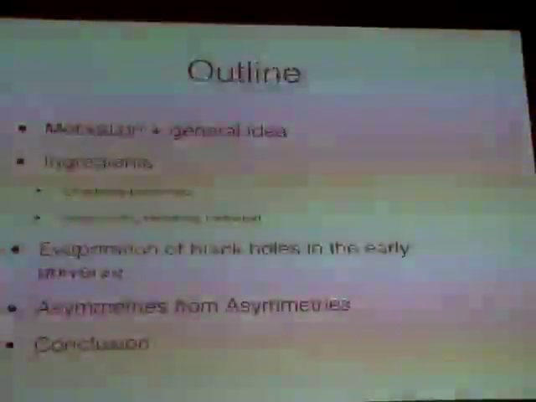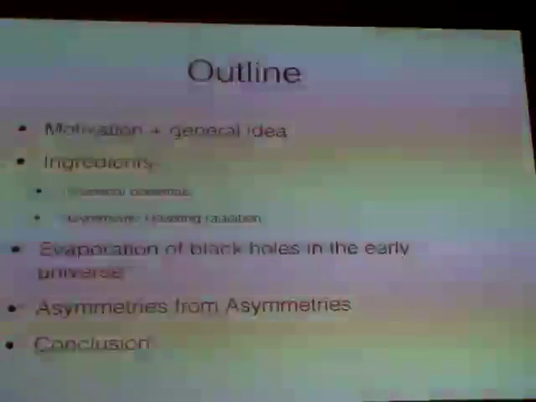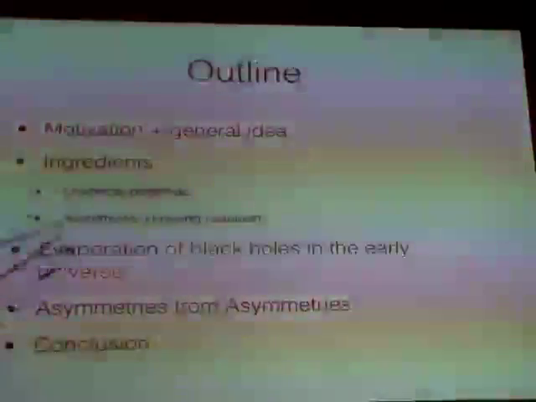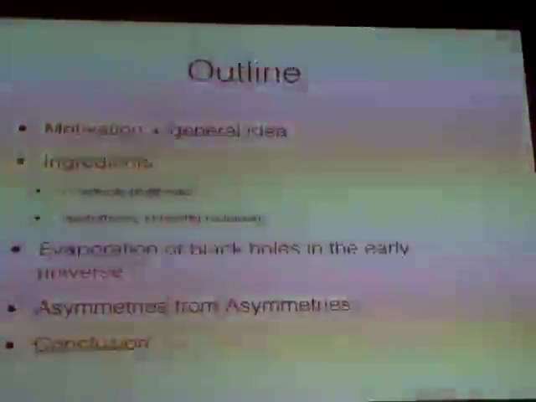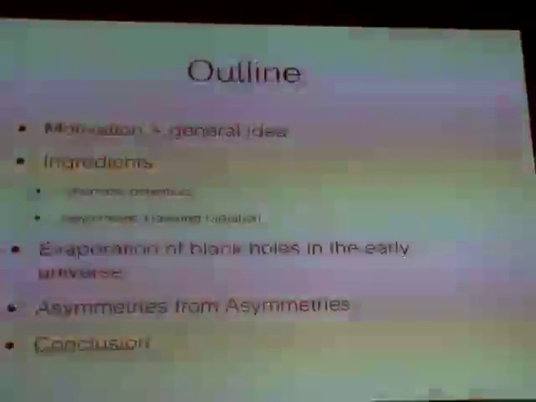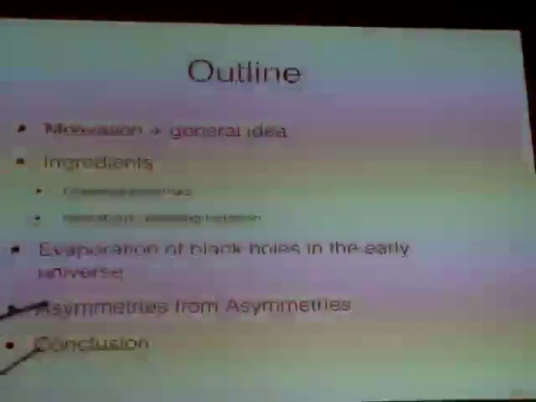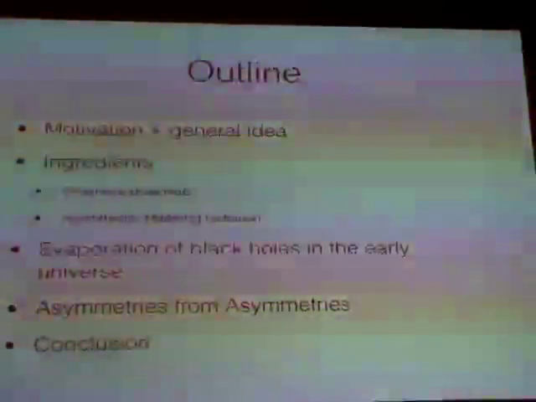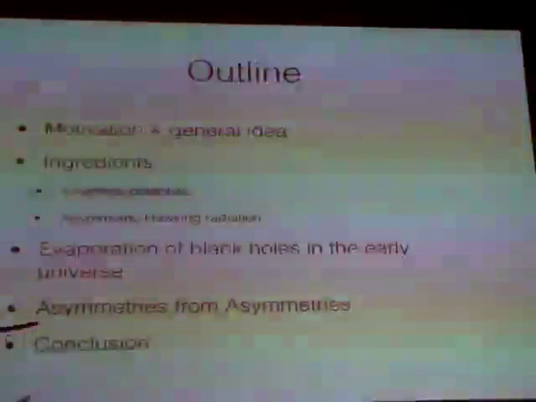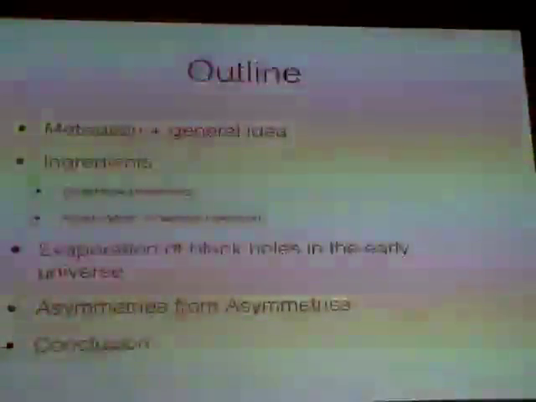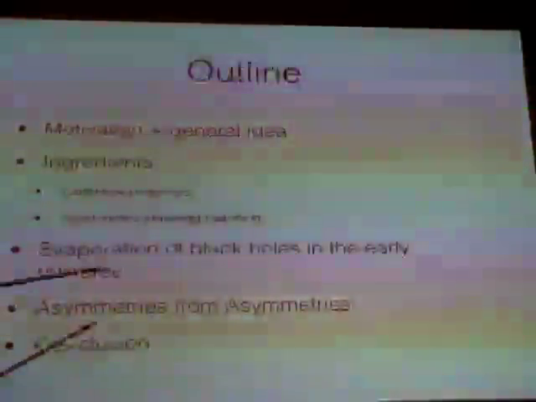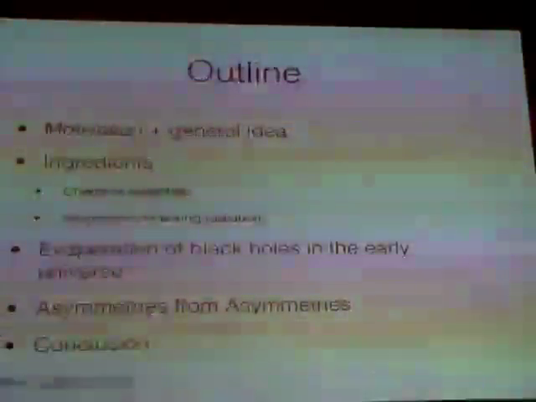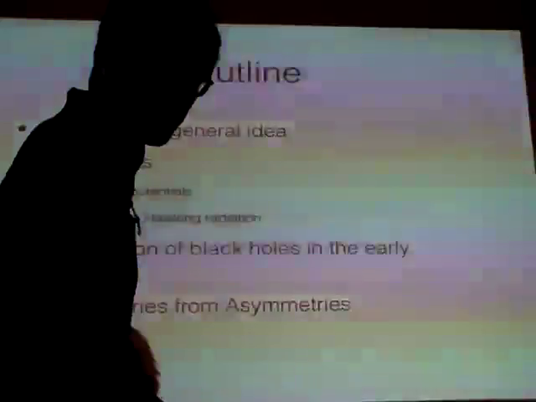So the general outline of the talk is, first I'll give a motivation and the general idea of how you can make black holes decay asymmetrically. Then I'll talk about specific ingredients and assumptions that I made when talking about the general idea. And finally, I'll talk about an application of this, which is the evaporation of black holes in the early universe. And finally, I'll tell you about some slightly related but a little different work that I'm doing with Raffaele D'Angelo at the IAS.